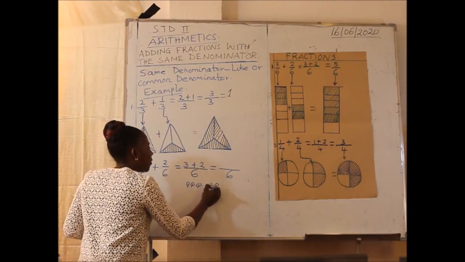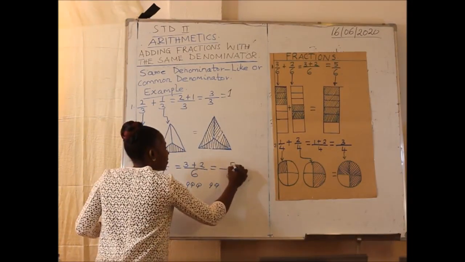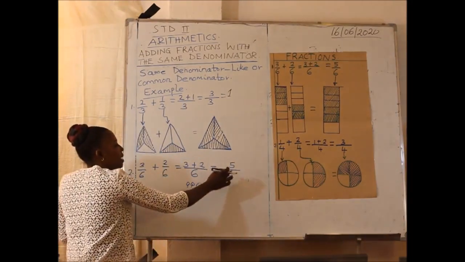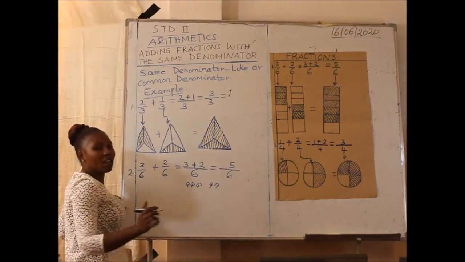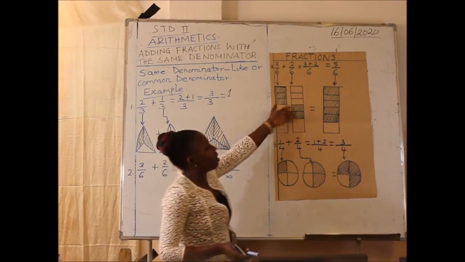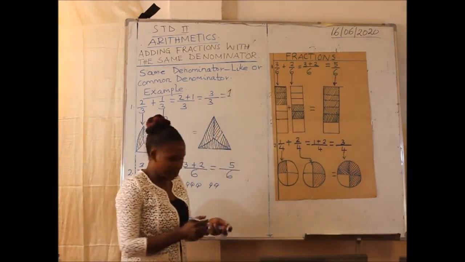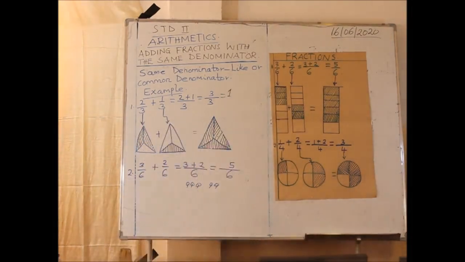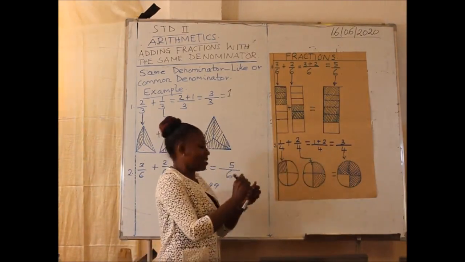1, 2, 3, 4, 5. Then we write 5. Means that out of 6 equal divided parts, only 5 parts are shaded. As you can see, example on this chart.